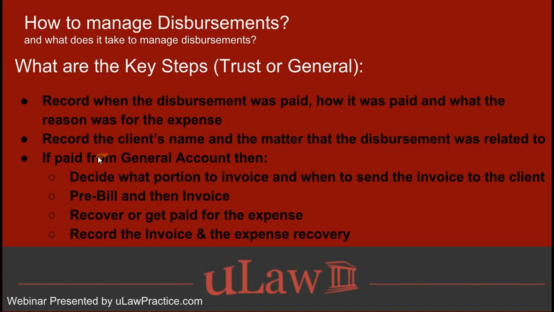So the second point really lends itself to recording the client's name and the specific matter or file that this disbursement was related to. And we stress the fact that you do need to be granular enough that the disbursement is tracked or related to a file or a matter for a client. Going back to my common example, if you have a client and you have multiple files for that client, it's still very important that you relate a disbursement to a specific file. Okay?